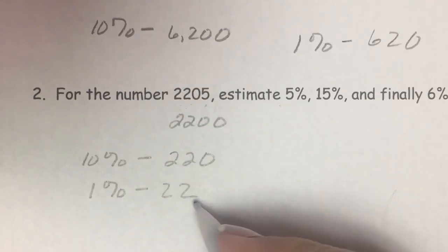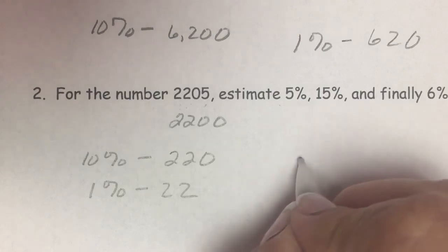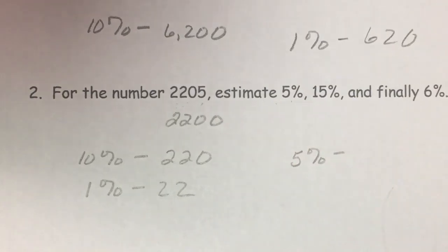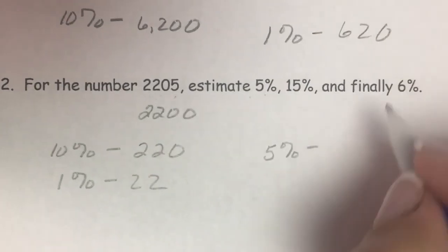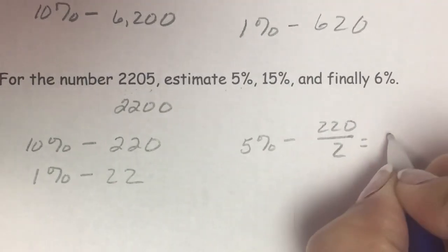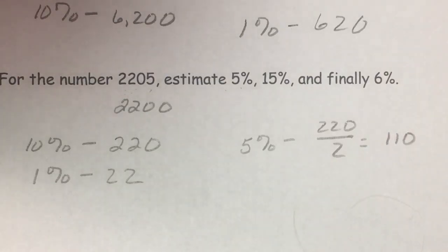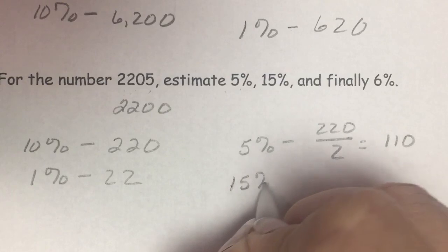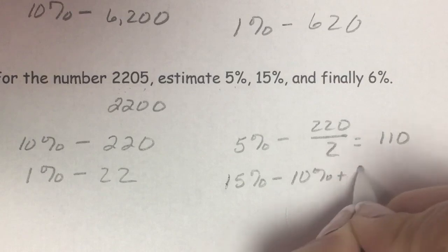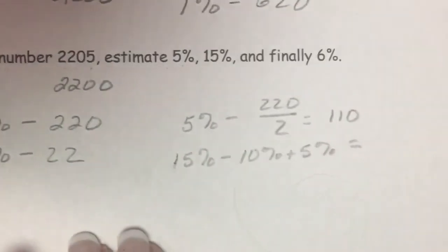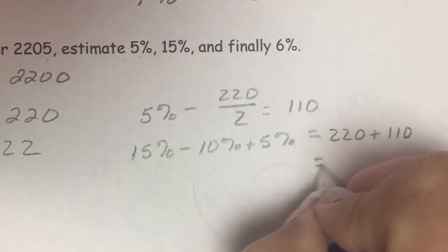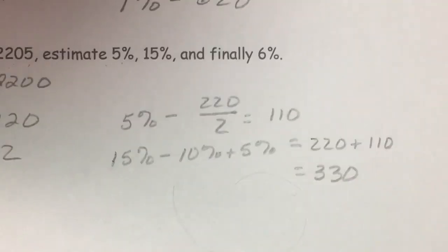Now we'll use these to find the other percents that they ask me for. So they want us to find 5%. Well, 5% is half of 10%. So it is 220 divided by 2, which is 110. 15% is 10% plus 5%, which is 220 plus 110, so that's 330.